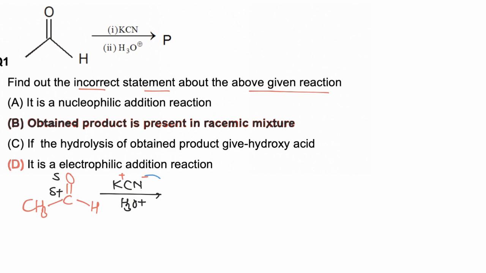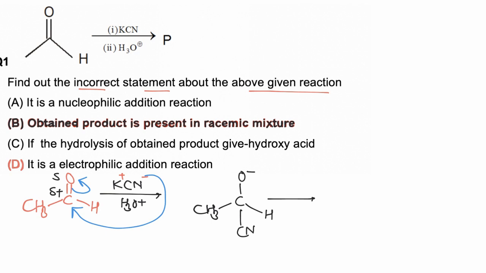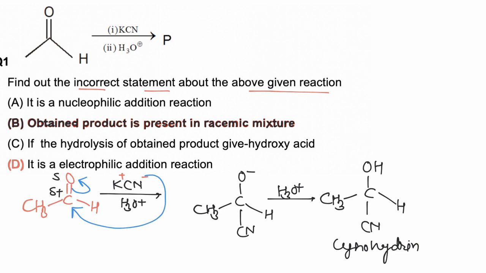Now this CN negative will act as a nucleophile, and simultaneously the carbon-oxygen bond will shift towards oxygen. So CH3 C O negative H CN is formed. On reacting with water, it will further convert to OH and CN. So cyanohydrin is formed as the final product. In this reaction, overall addition of H and CN takes place, so this reaction is an addition reaction.